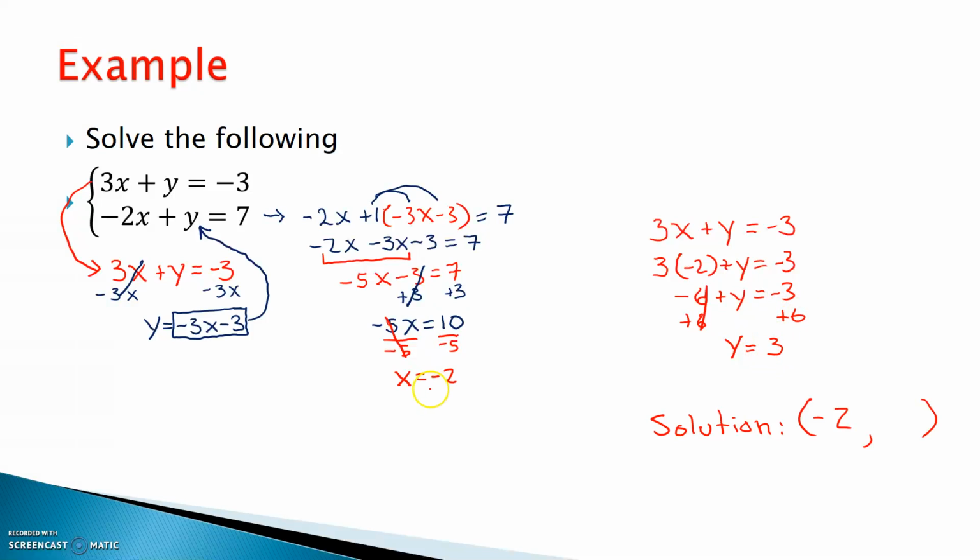Hey, I figured out my x, I figured out my y. My solution is negative 2 comma 3. This would make both equations true at the same time. Now again, if I was to graph this, this is the point of intersection. This is a one solution.